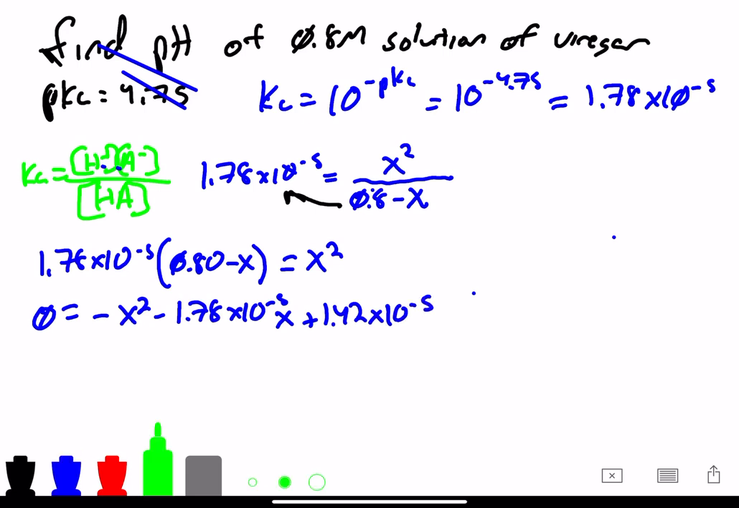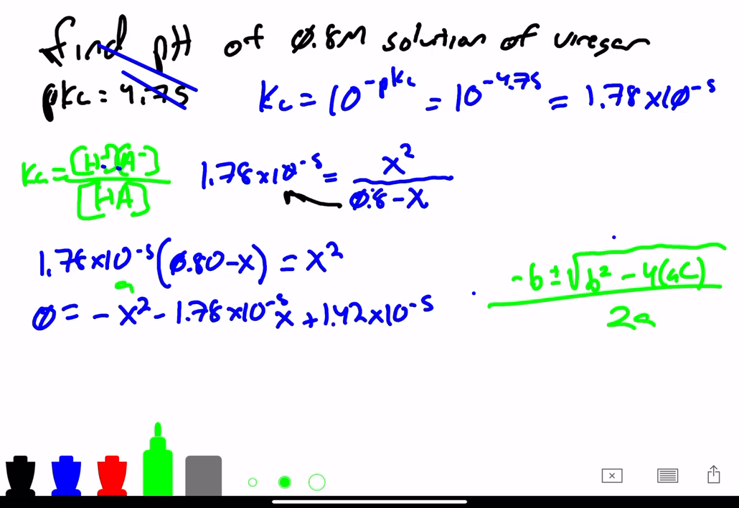Now if we solve the quadratic, negative b plus or minus the square root of b squared minus 4ac, over 2a, here a is just going to be 1. When you put b and c in your calculator, you get two values, but only one will be positive, and the positive value is 0.0037. This is going to be equal to our concentration of H plus.